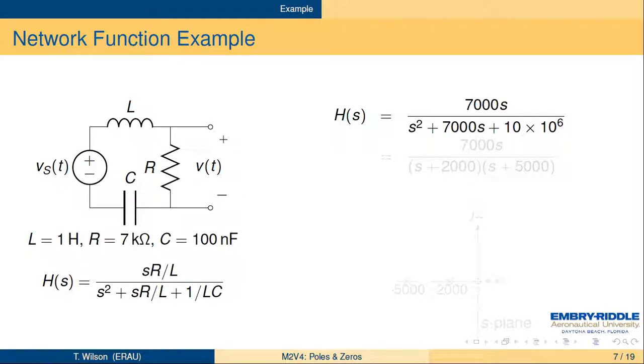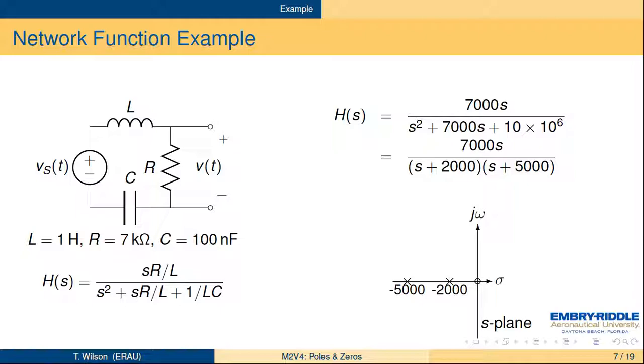So let's find the response when we have the parameters of a 1 Henry inductor, a 7 kilo ohm resistor, and a 100 nanofarad capacitor. When we plug those numbers in, we get 7,000 S over S squared plus 7,000 S plus 10 times 10 to the 6. And the denominator factors into S plus 2,000 times S plus 5,000. So this has a zero at S equals 0, a pole at minus 2,000, and a pole at minus 5,000.